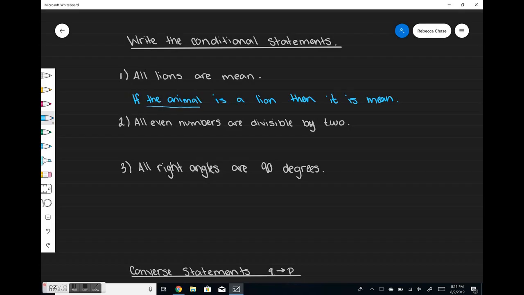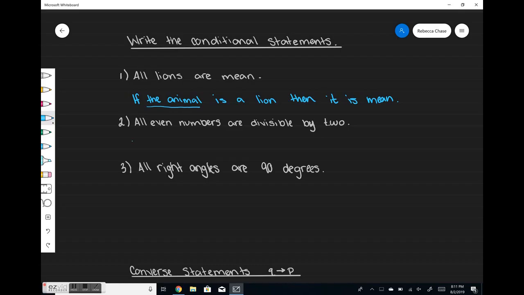Okay, and notice one thing that I did. This part right here, the whole animal part, that wasn't in the original sentence. We want to make sure when we're writing these sentences that they grammatically make sense, okay? Don't give me a sentence that I read it and it doesn't make sense or I don't know what it means, okay? Don't just literally throw the word if and the word then in there. It has to make sense when I read it.